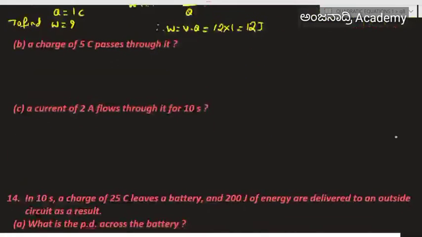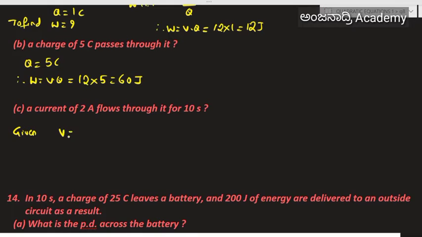Let us move to the next question. A charge of 5 coulomb passes through it, Q is equal to 5 coulomb, is given. We know that W is equal to V into Q. V is again 12, and Q is given as 5. 12 into 5 is 60 joule, the answer for the given question.